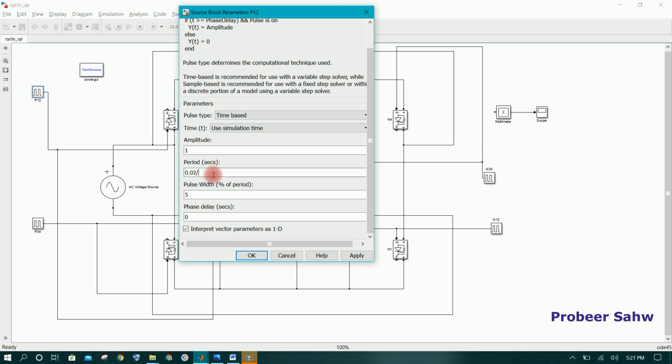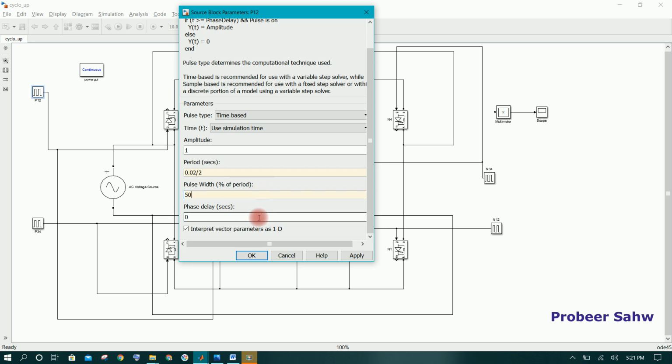For our first example, let us try to obtain an output which is 2 times the supply frequency. So n will be equal to 2. So we are going to set the period as 0.02 divided by 2. Pulse width should be 50%, because in this 0.02 divided by 2 seconds, half of the time P group thyristors will be open and half of the time N group thyristors will be on. So the pulse width should be 50%.